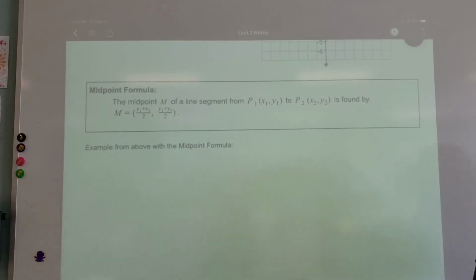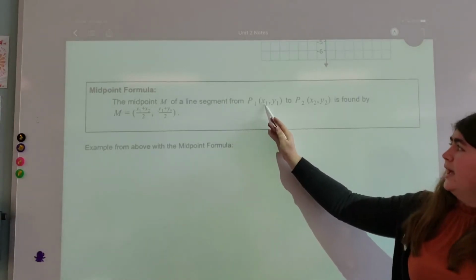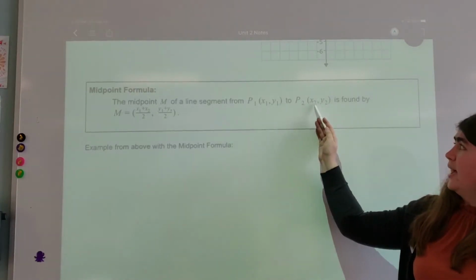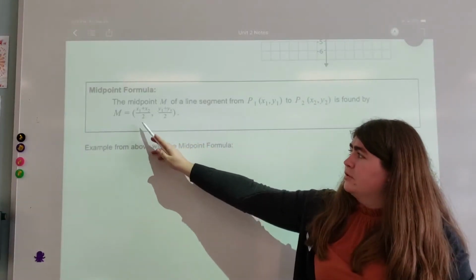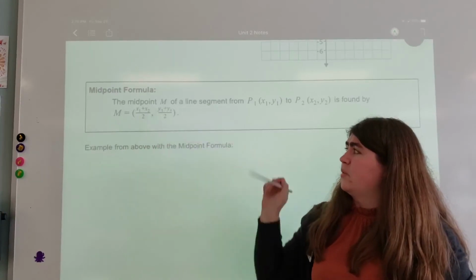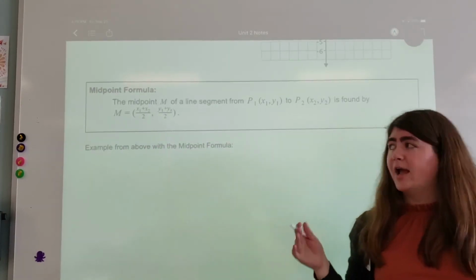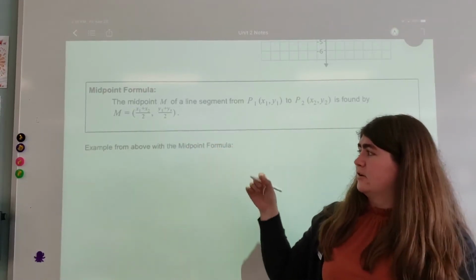So the midpoint formula: the midpoint M of a line from P1, so point 1 at (x1, y1), to point 2 at (x2, y2), is found by M is equal to ((x1 plus x2) over 2, (y1 plus y2) over 2). So we're adding our x coordinates together and dividing by 2, and we're adding our y coordinates together and dividing by 2.